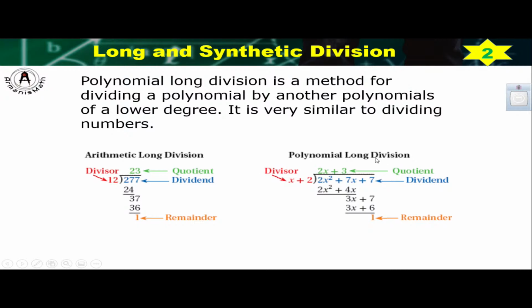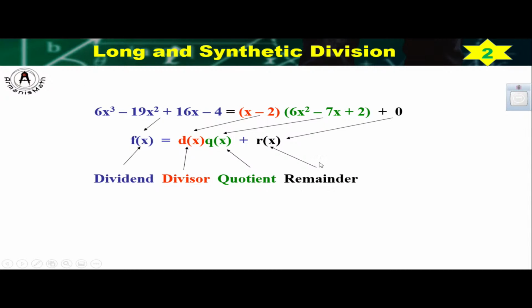Same thing with polynomial long division. We're going to have a dividend under the division sign, and then we have a divisor, and then we have a quotient. Finally, we're going to end up with a remainder. So exact same thing. The reason we're doing this, by the way, is to find out that there are some factors for our polynomials.